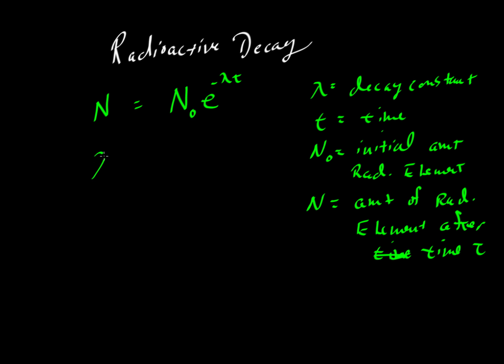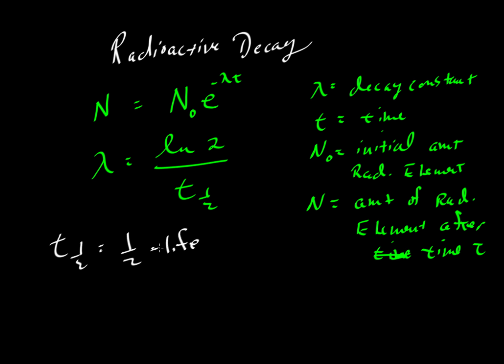So the decay constant, let's take a look at that. This is equal to the natural log of 2 divided by t sub 1 half, which is the half-life. The half-life is something that might be a little bit more familiar. The half-life of a radioactive element is the amount of time that it takes for half of it to decay.